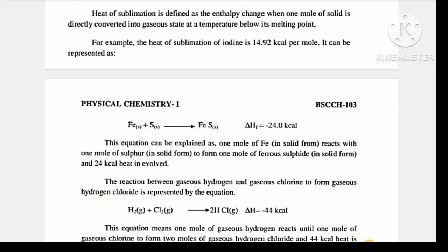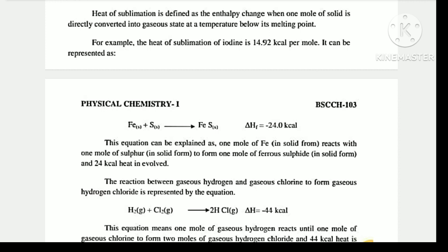It can be represented as Fe + S = FeS, ΔH = −24.0 kilocalorie. The equation can be explained as: 1 mole of iron reacts with 1 mole of sulfur to form 1 mole of ferrous sulfide in solid form, and 24 kilocalorie of heat is evolved.